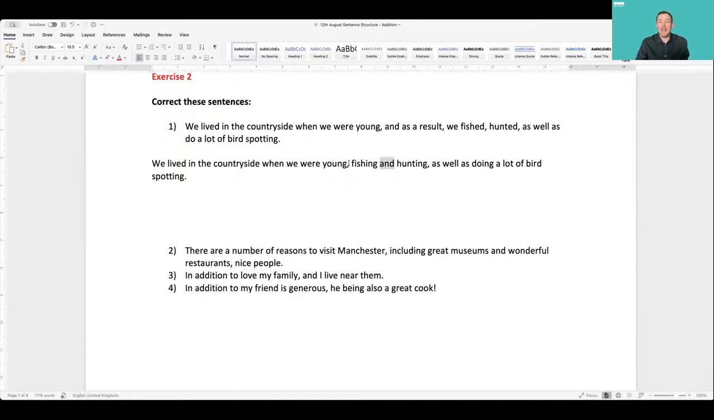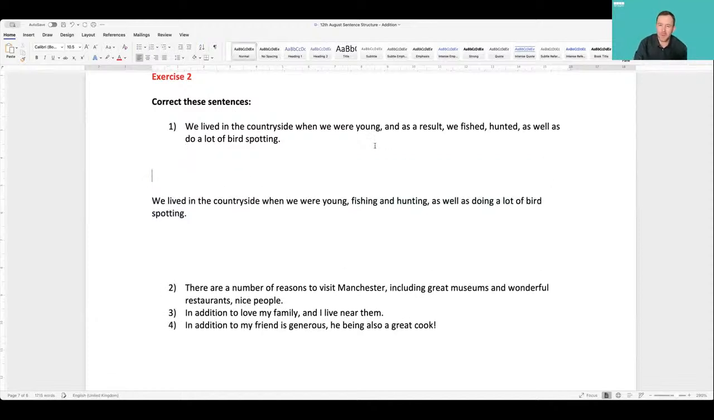It's very nice. Because this is a present participle, it gives me the sense that this all happened at the same time. That's what a present participle clause does. So we lived in the countryside when we were young. The fishing, the hunting, and the bird spotting all happened at the same time. That's what a present participle does. But it does feel a little bit too poetic for OET.